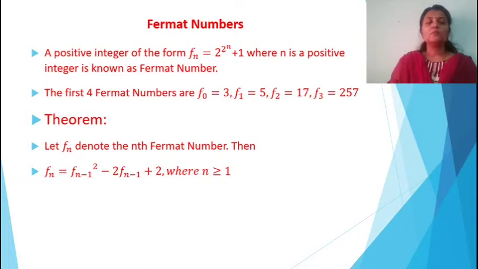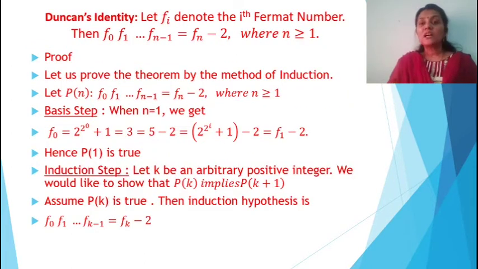So we have a theorem. Let Fn denote the nth Fermat number. Then Fn is equal to Fn minus 1 squared minus 2 Fn minus 1 plus 2, where n is greater than or equal to 1. This theorem we are using in the derivation of Duncan's identity. That's the importance. If n is a positive integer, then Fn is the nth Fermat number, and Fn is equal to Fn minus 1 squared minus 2 Fn minus 1 plus 2. Next we have Duncan's identity.